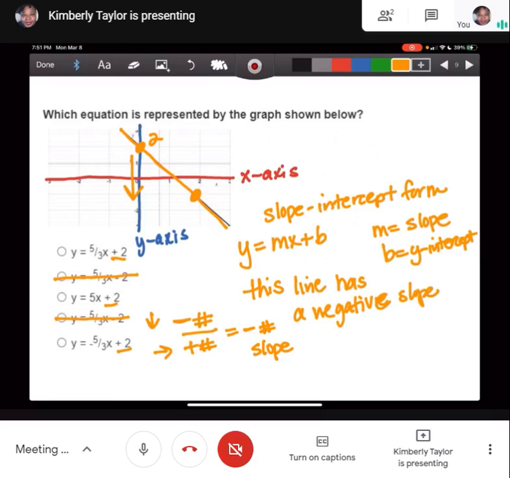So looking at my answer choices, this slope here is positive, so I don't want that. This slope here is positive as well, so I don't want that. So that leaves me with my last choice, which is y equals negative 5/3 x plus 2. Okay? So if you study for the GED, some stuff you just need to know.